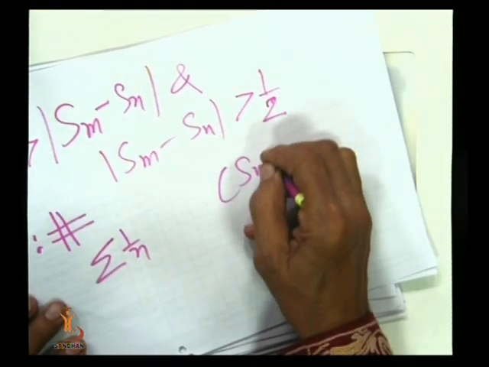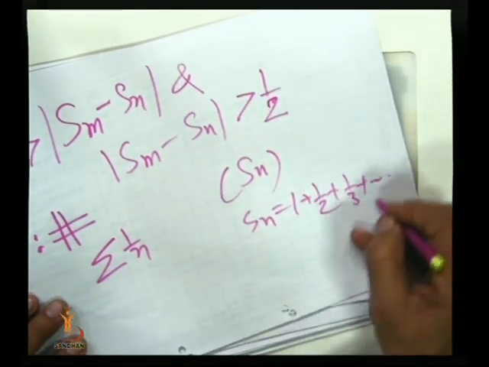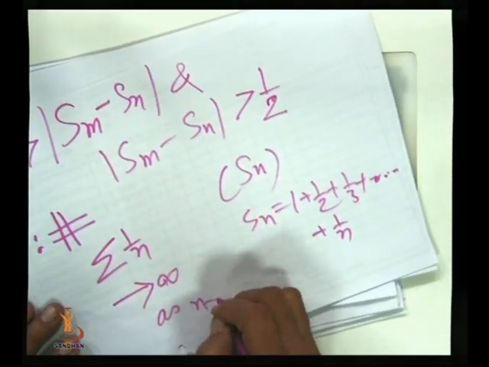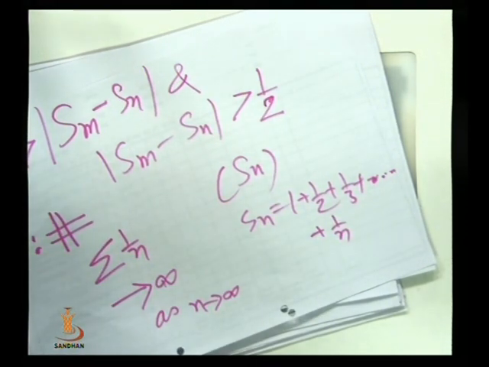or if I take the sequence Sn where Sn is 1 plus 1/2 plus 1 upon 3 and so on plus 1 upon n, this diverges. It is not convergent and diverges to plus infinity. So this tends to infinity as n tends to infinity. So this harmonic series, though divergent, diverges to plus infinity. So that means whatever real number you assume, the sum surpasses that number.